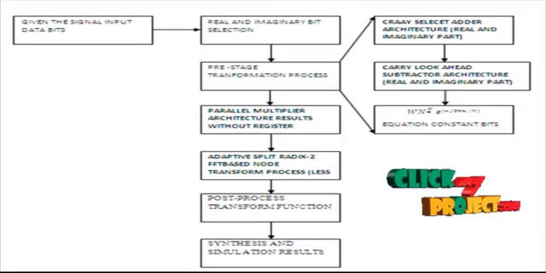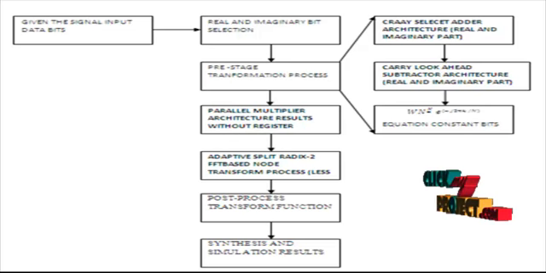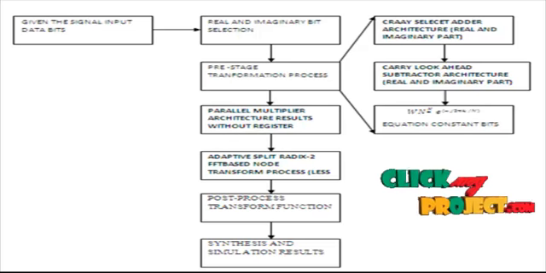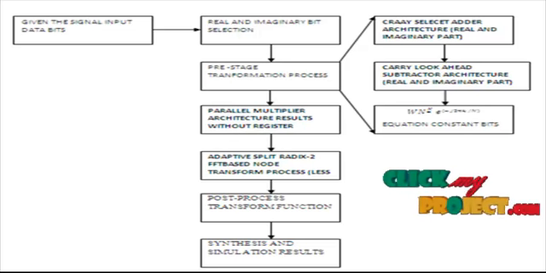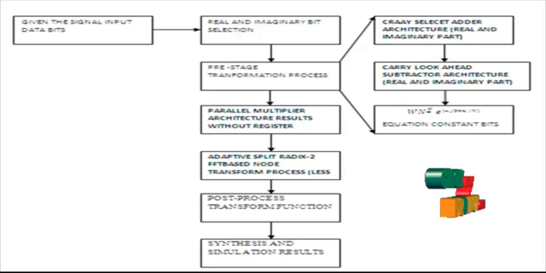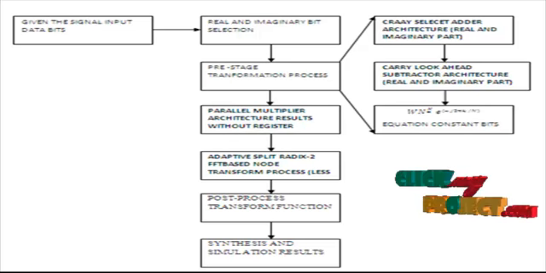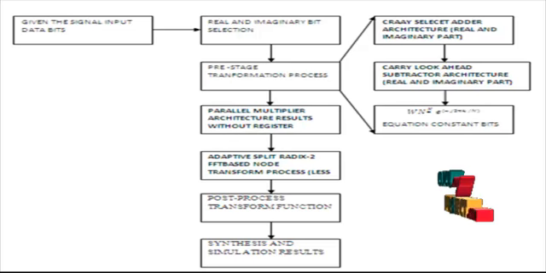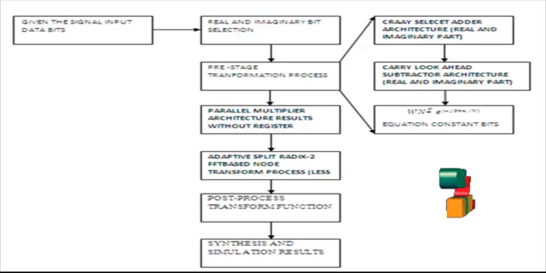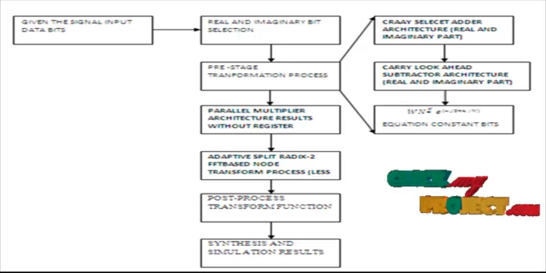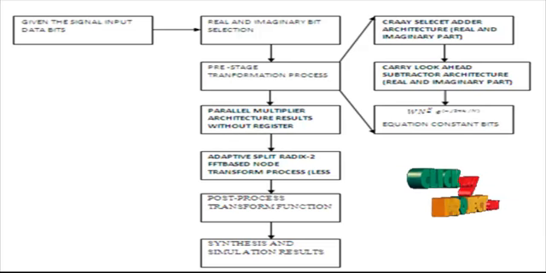Next, we see the flow diagram for the product. We give 16-bit data samples for the overall FFT architecture. We give the 8-bit data input for our overall FFT architecture. This FFT architecture consists of real and imaginary operations. The real part takes 4 bits and the imaginary part takes another 4 bits. These real and imaginary data bits are applied to the pre-stage transformation process. The pre-stage transformation represents carry select ordering for the addition process and carry look ahead ordering for the subtraction process, for both real and imaginary parts, and calculates the weighted equation for the overall FFT structure.